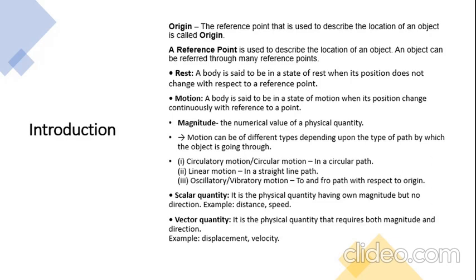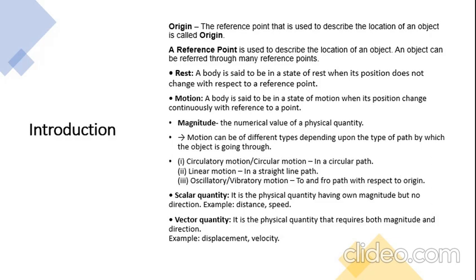And the next definition, magnitude. A numerical value of a physical quantity. The physical quantity may be anything. Say for example, distance. If you want to mention distance, then what is a numerical value? For example, 2 km. So this numerical value 2 is called magnitude.